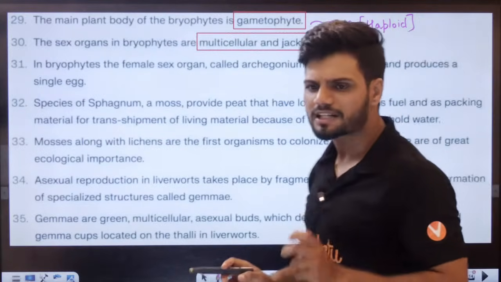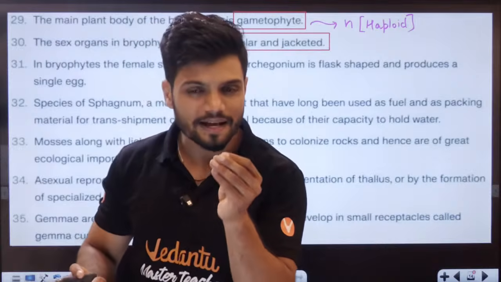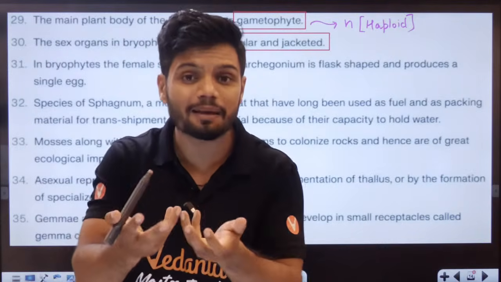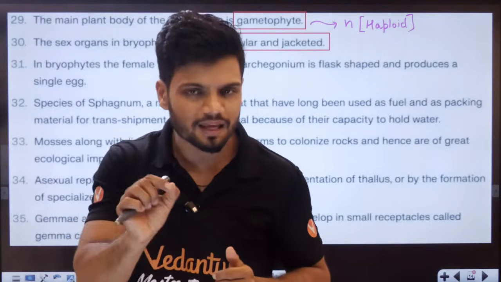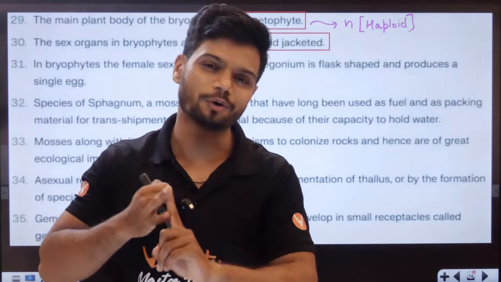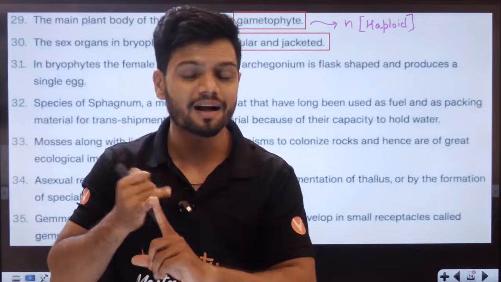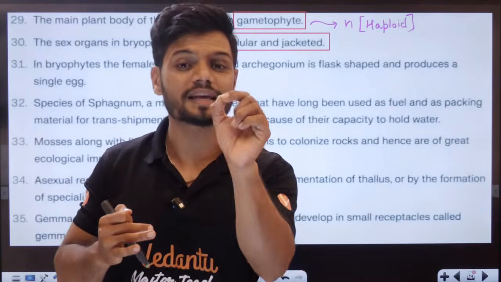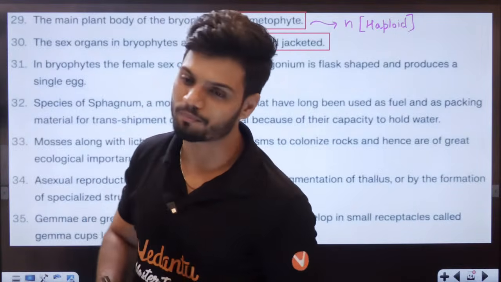Now you might ask me, sir, what are the sex organs called? What are the names of the sex organs? The names of the sex organs are antheridia and archegonia. Antheridia and archegonia are the sex organs in your bryophytes.